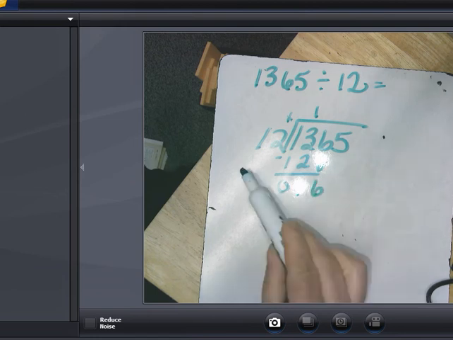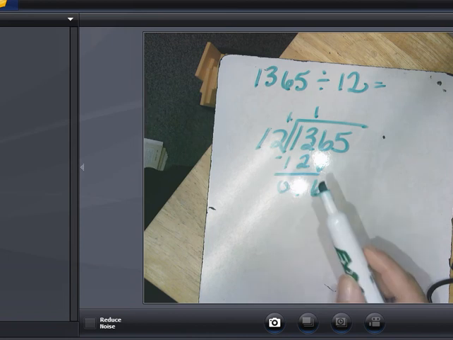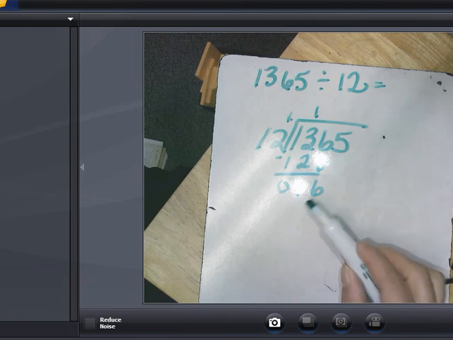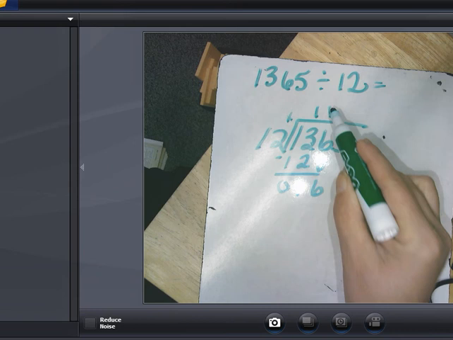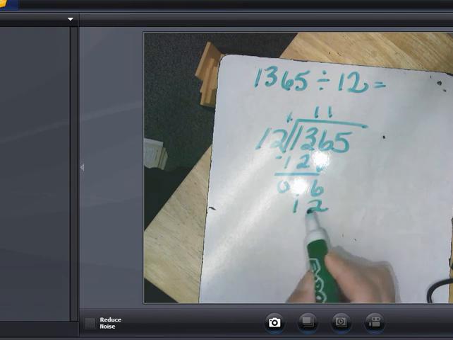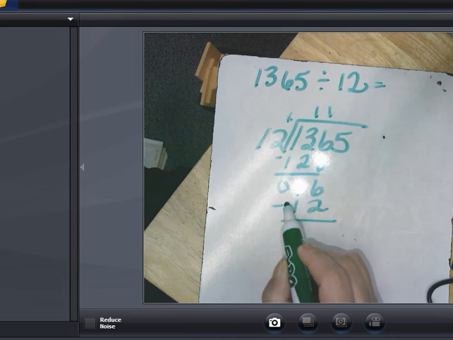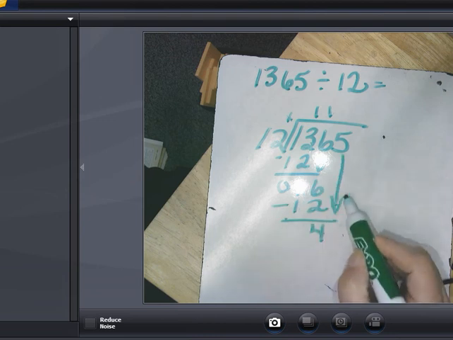Now I've got to ask myself, 16 divided by 12 equals what? Or 12 times what equals 16, or is close to? I know that's 1. 12 times 1 is 12, sorry. Subtract, 4. Bring down my next digit, 5.